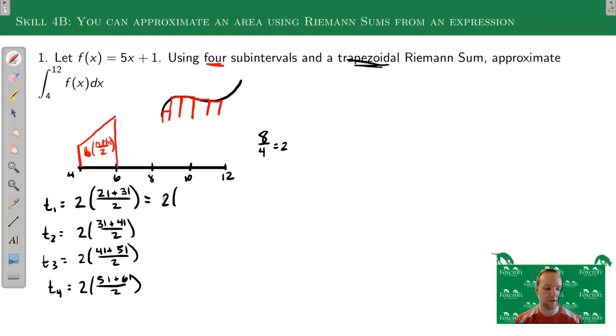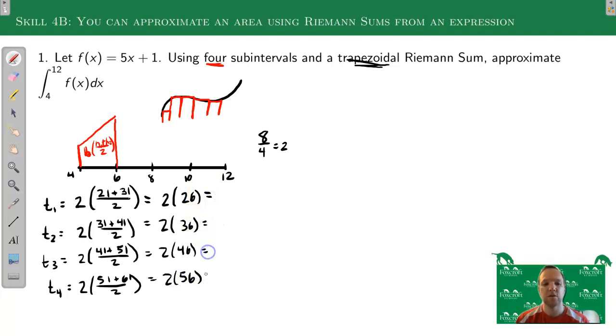Is 52, and then divide that by 2 is 26. Which means this pattern is probably going to continue. 31 and 41, the average is 36. The average here is 46. Average here is 56. And then I'm multiplying all these numbers by 2. So this is 52. This is 36 times 2.